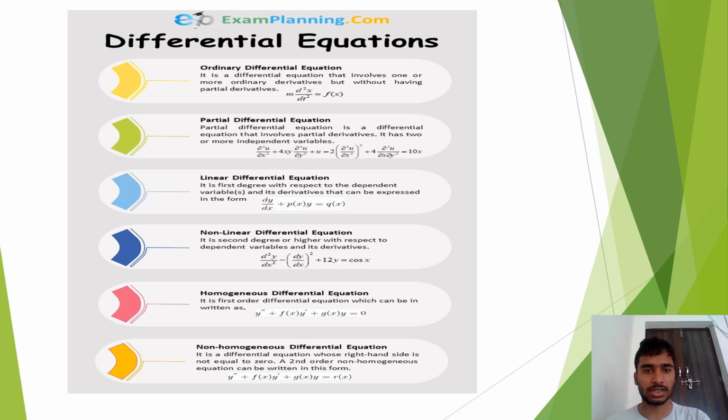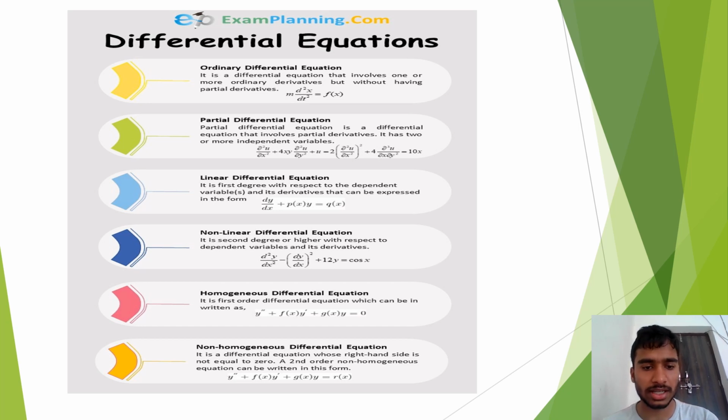Ordinary differential equation: it is a differential equation that involves one or more ordinary derivatives but without partial derivatives. Partial differential equation: it is a differential equation that involves partial derivatives. It has two or more independent variables. Linear differential equation: it is first degree with respect to the dependent variables and its derivatives, and can be expressed in this form. Non-linear differential equation: it is second degree or higher with respect to dependent variables and its derivatives.